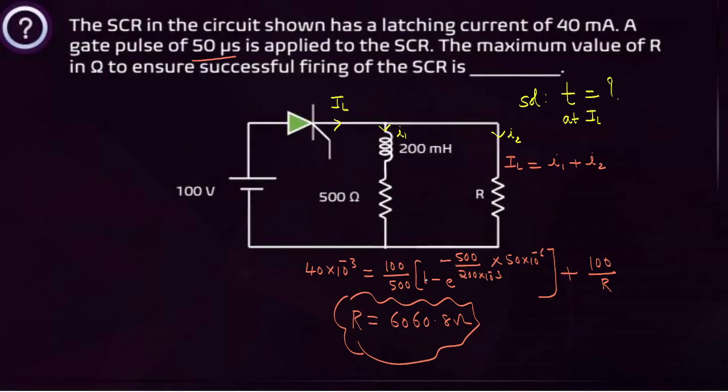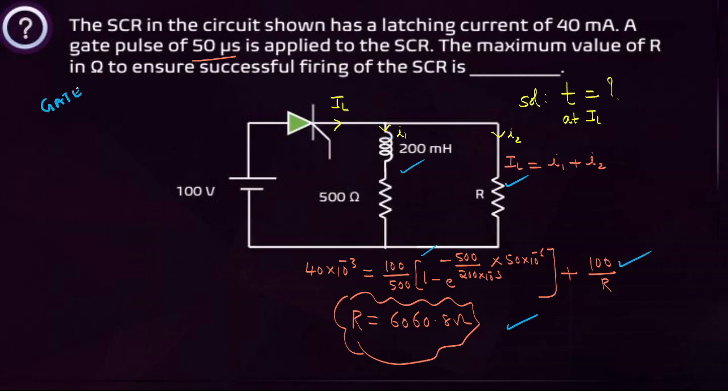And here in this problem, they have given the latching current. They also gave the time, but it is asking what is the R value. From that I calculate the R value. I equal to I1 plus I2. RL circuit excited with the DC supply formula: V by R into 1 minus e power minus R by L into T. Plus the R circuit excited with DC supply, 100 by R square. From this I calculated. This is a GATE 2 marks question.